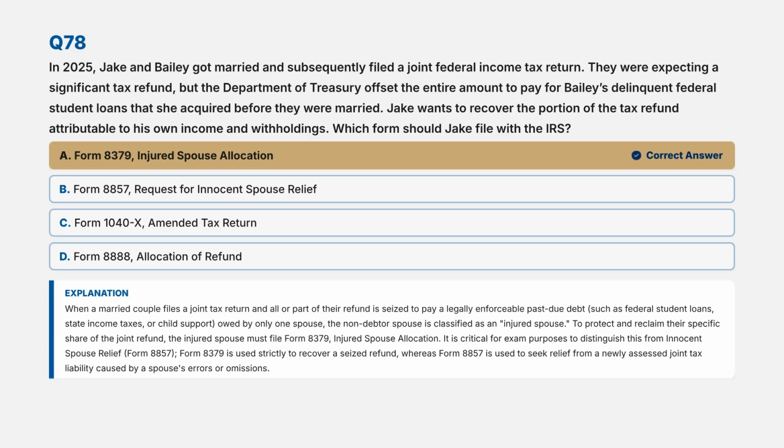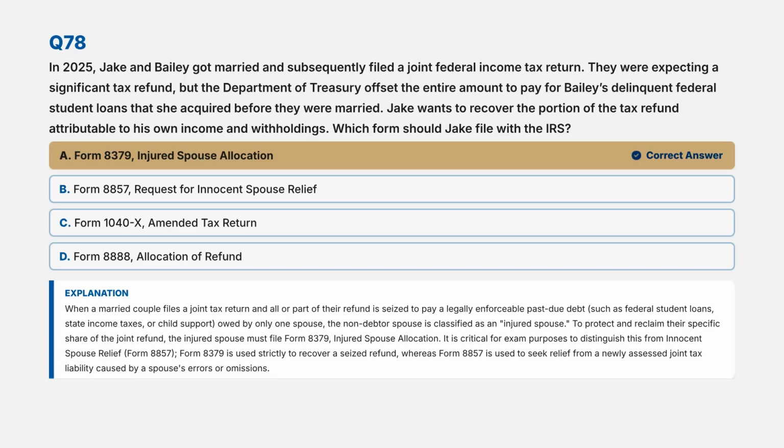To protect and reclaim their specific share of the joint refund, the injured spouse must file Form 8379, Injured Spouse Allocation. It is critical for exam purposes to distinguish this from Innocent Spouse Relief, Form 8857. Form 8379 is used strictly to recover a seized refund, whereas Form 8857 is used to seek relief from a newly assessed joint tax liability caused by a spouse's errors or omissions.